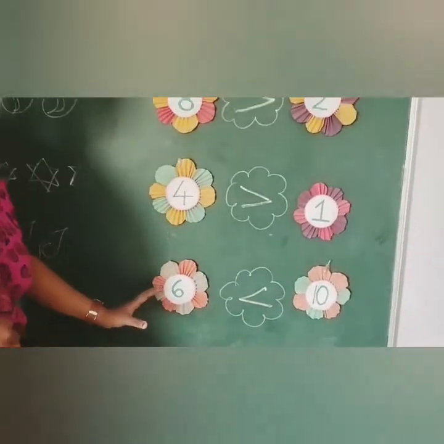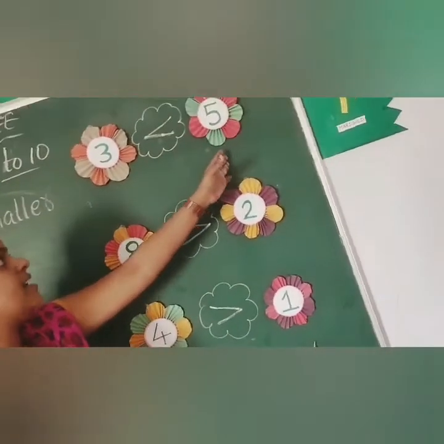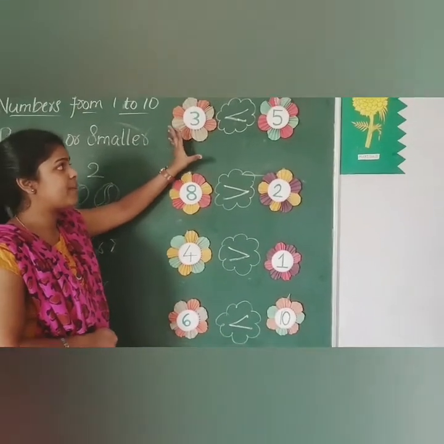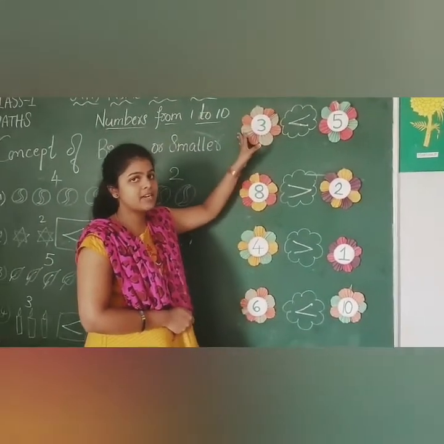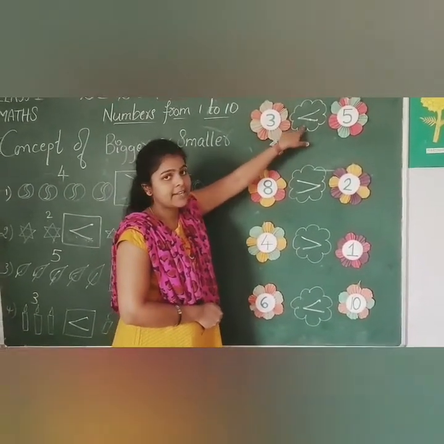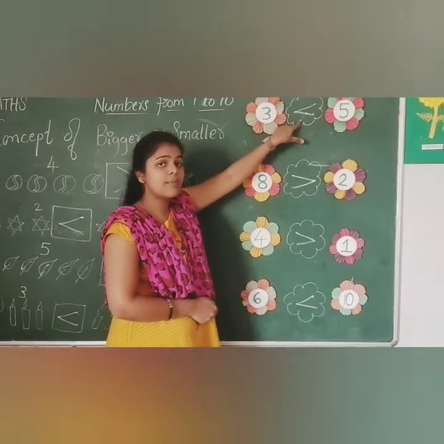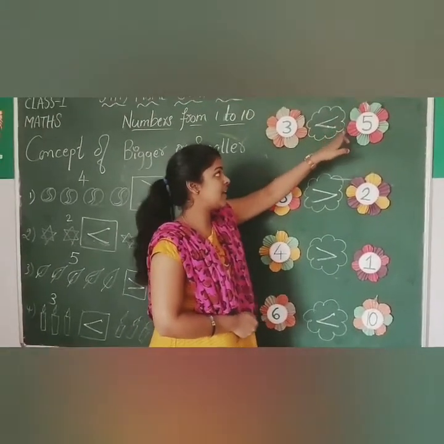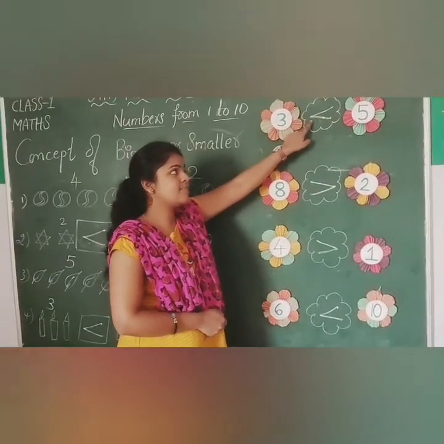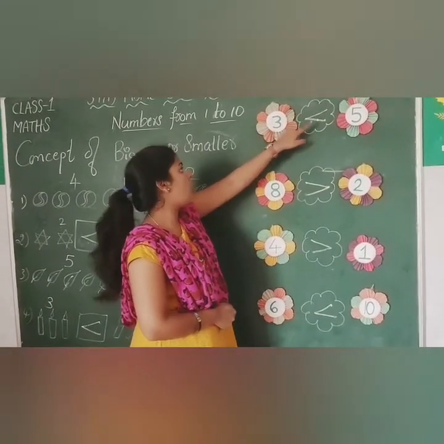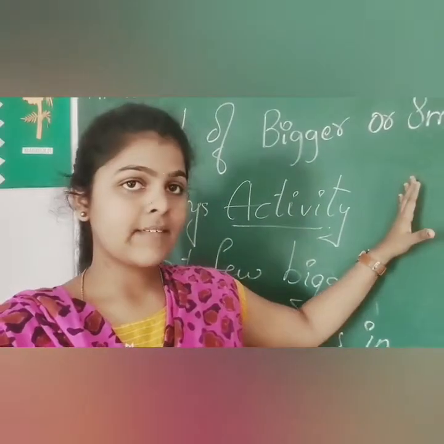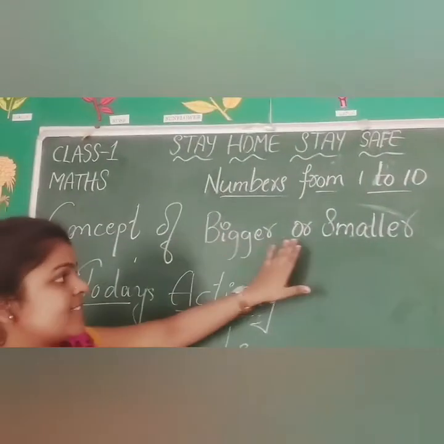This is how we can identify the bigger numbers and smaller numbers. What symbol do we use to identify bigger numbers and smaller numbers? The symbol of greater than. How to identify the symbol of greater than? We have two dots on the bigger side and one dot on the smaller side. This is the symbol of greater than. Hope you all have understood the concept of bigger and smaller.